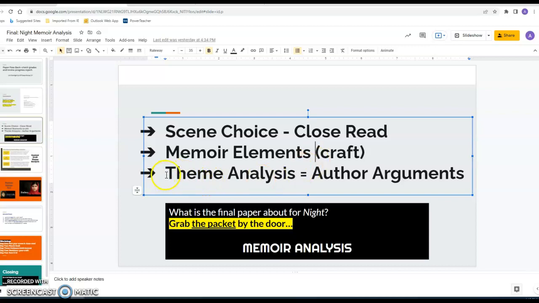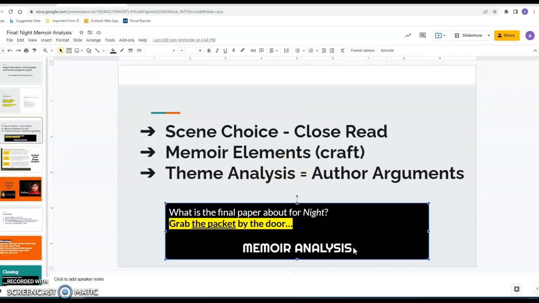And then finally, you do need to be able to pick apart a theme and talk about his arguments overall. Father-son relationships was a popular conversation point in class today. Dehumanization is also a pretty powerful argument on Wiesel's part. And the packet is going to be in the classroom. But remember, this is memoir analysis. You will write your own memoir closer to Unit 2. This is just looking at a memoir example.